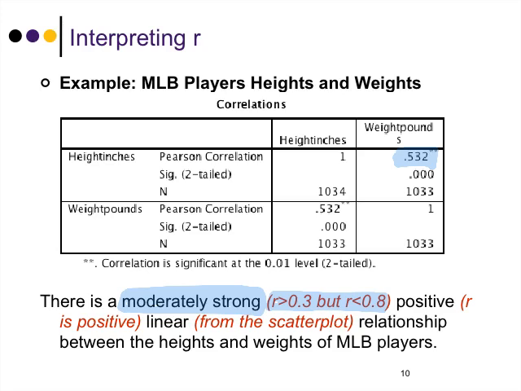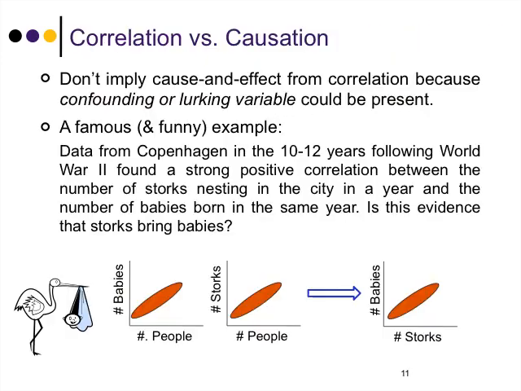As a general rule, we're going to say if the R is between negative 0.3 and positive 0.3, then we say that the relationship, we should really say the linear relationship, we say is weak. All right.